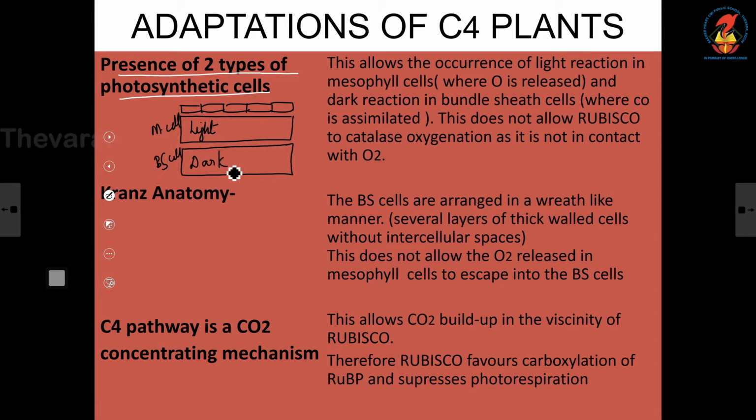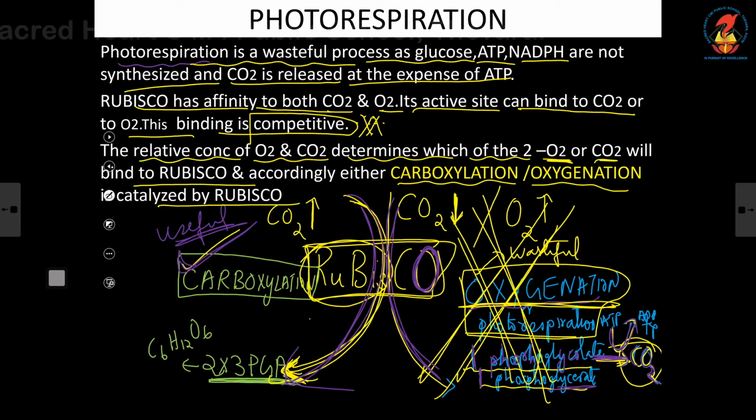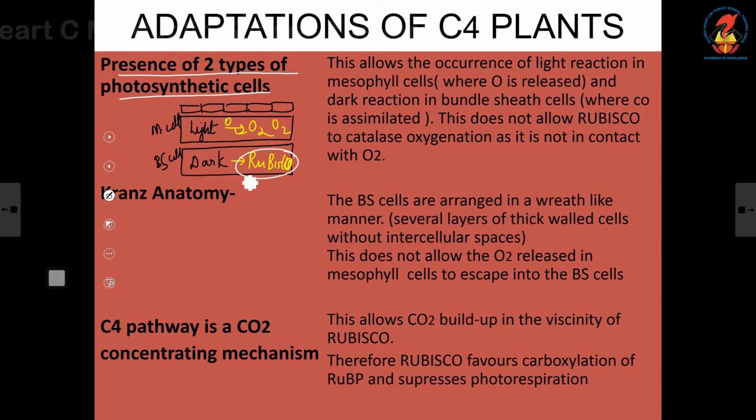As a result, we know what happens in light reaction. Oxygen is evolved in light reaction. Splitting of water, photolysis of water, results in the evolution of oxygen. So, oxygen will be present where? In the mesophyll cells. And dark reaction occurs in the bundle sheath cell, and we know in dark reaction our enzyme Rubisco is present. Rubisco is present in the bundle sheath cells. Now, is there any chance of Rubisco to come in contact with oxygen?